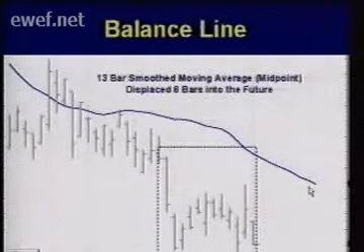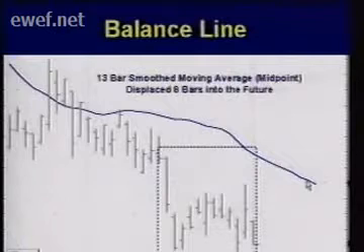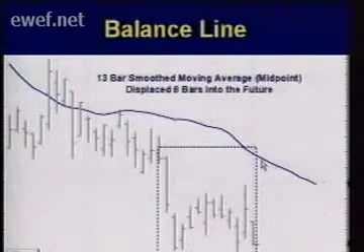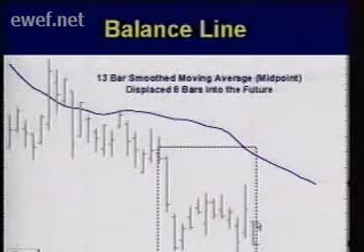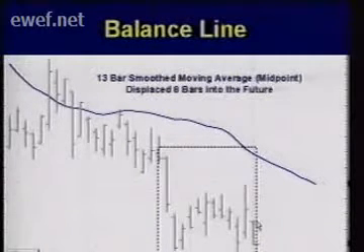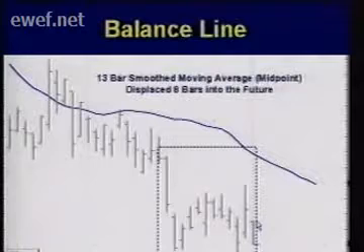Now remember that the balance line is where the price would be right now if there were no new incoming information. So the difference between the balance line and where the current price is can be attributed to new incoming information. That's very, very vital information for your trading and your success. So reviewing again, just to make sure you understand, and hopefully by this time you really do, the balance line is simply a 13-bar smooth moving average that's displaced 8 bars into the future.